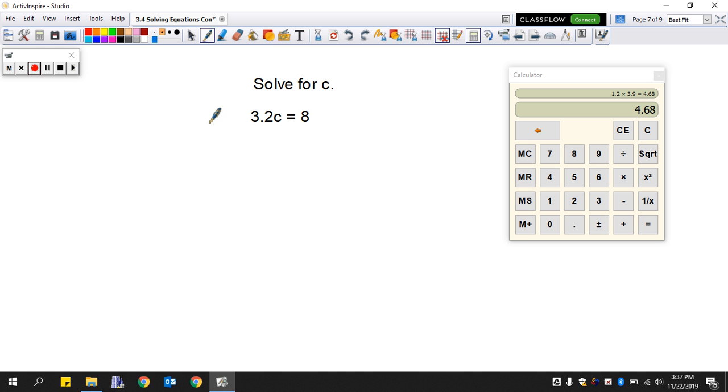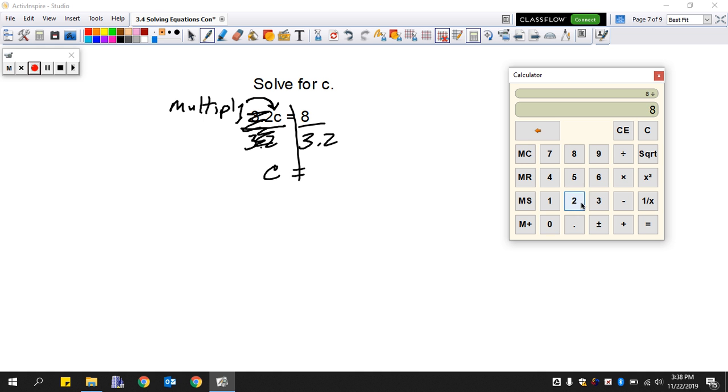All right? Here, if we have a number and a letter side by side, that means it's multiplication. All right, so that's multiplying. So the opposite of multiplying is dividing. So we're going to divide by 3.2, divided by 3.2. This cancels out. We're left with C is equal to 8 divided by 3.2, which is equal to 2.5.